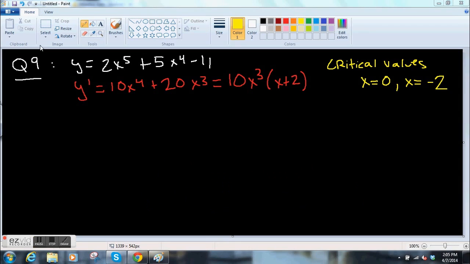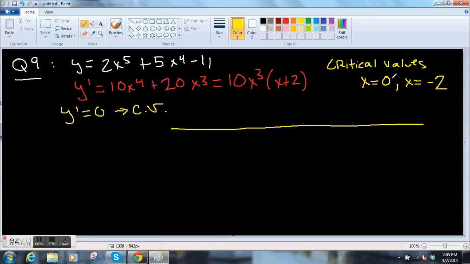Okay, so I rewrote the problem here. We found the critical values where x equals 0 and x equals -2. And again, we found that by saying, when does the first derivative equal 0? That's the critical values. When y prime equals 0, that gives you the critical values. CV, Crescent Valley, that's where I went to high school. Pretty cool. So in order to do this, here's how the sign test works.